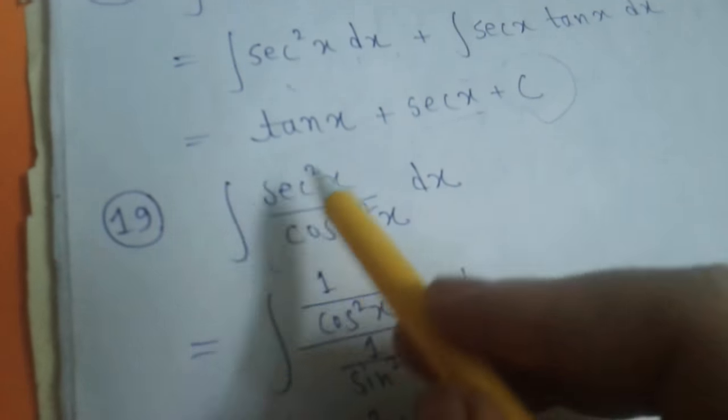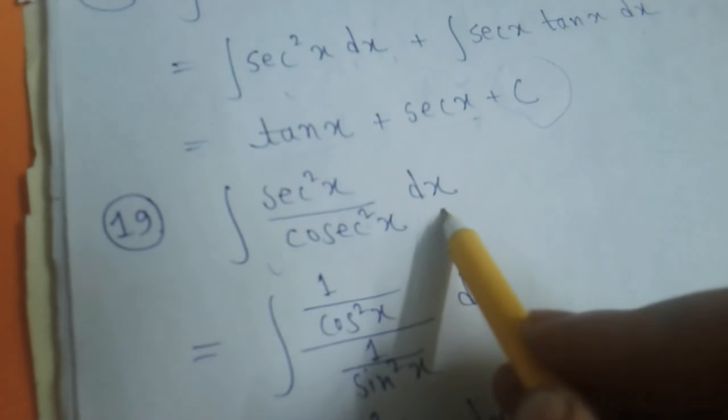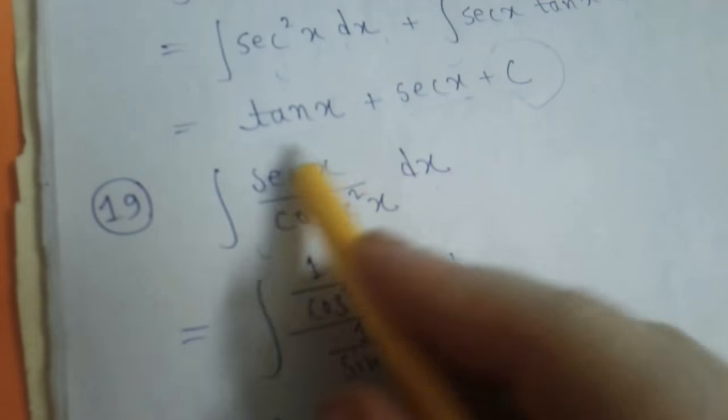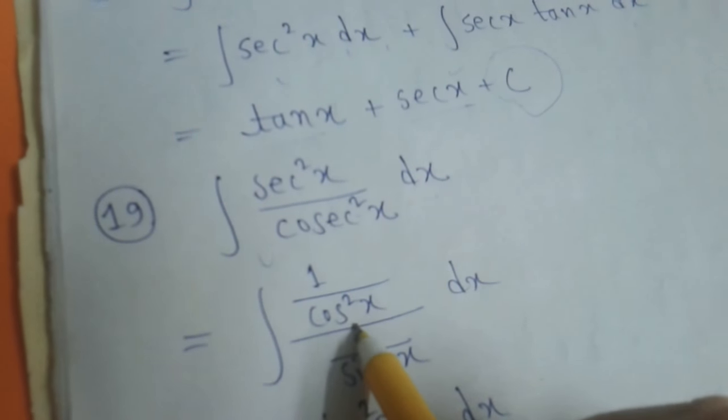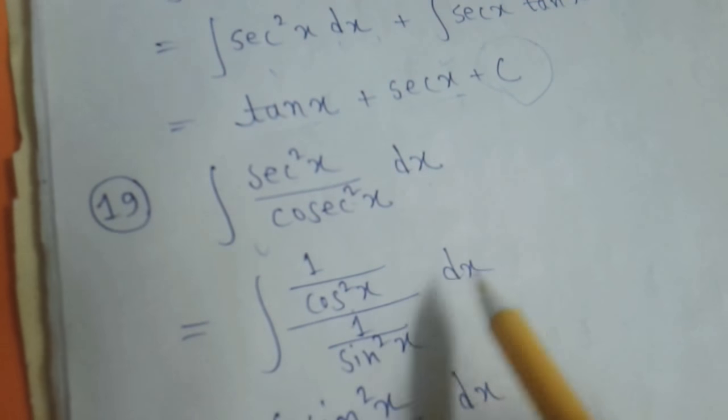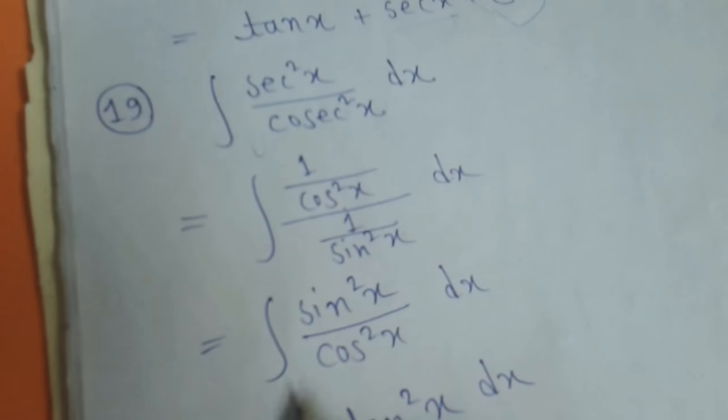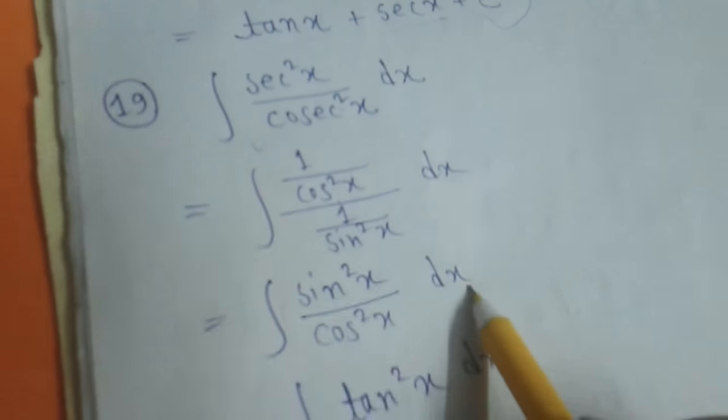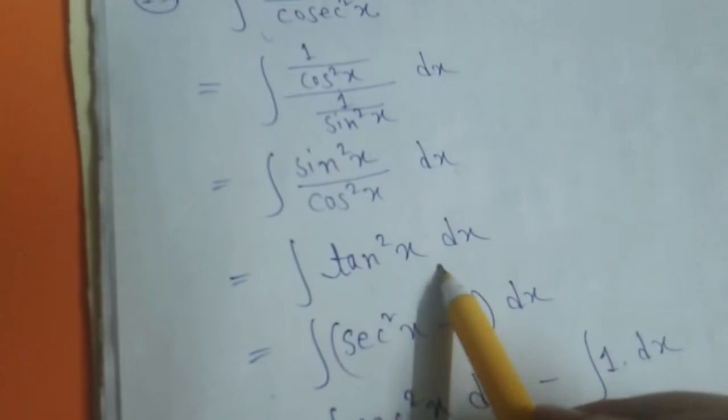Next, 19: integration of sec square x divided by cos square x into dx, that is equals integration of sec square x means 1 by cos square x, and cos square x means 1 by sin square x, dx, that is equals integration of sin square x divided by cos square x dx, that is equals integration of tan square dx.